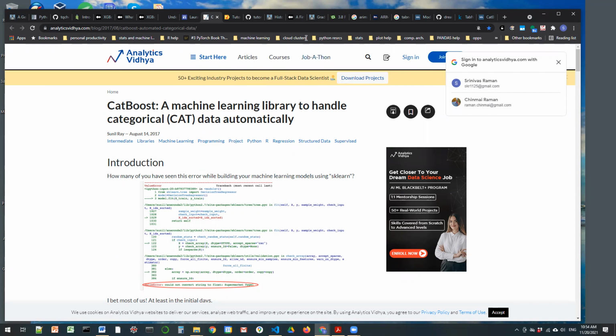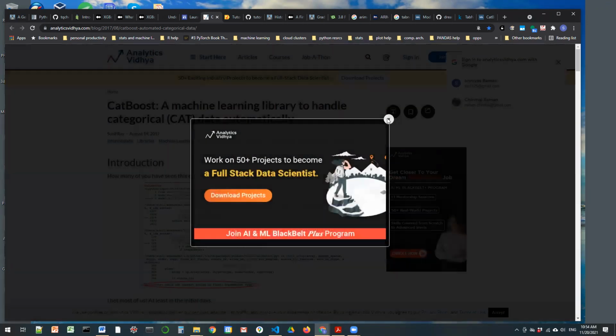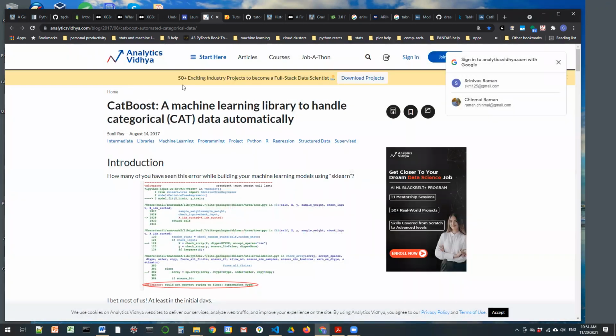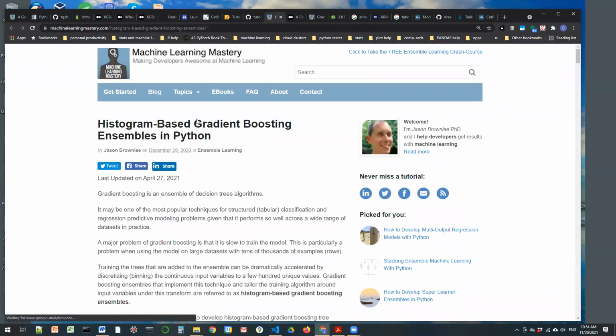So those are the three gradient boosting machines: XGB, LGBM, CatBoost. And then there is this whole histogram-based gradient boosting ensembles.